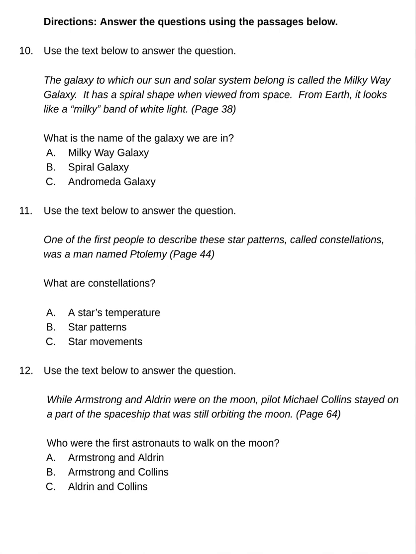Number 12. Use the text below to answer the question. While Armstrong and Aldrin were on the moon, pilot Michael Collins stayed on a part of the spaceship that was still orbiting the moon. Who were the first astronauts to walk on the moon? A. Armstrong and Aldrin. B. Armstrong and Collins. C. Aldrin and Collins. Circle the correct answer and highlight it in the text above.